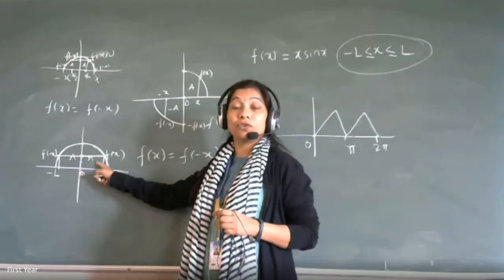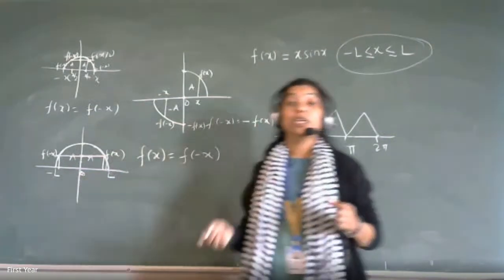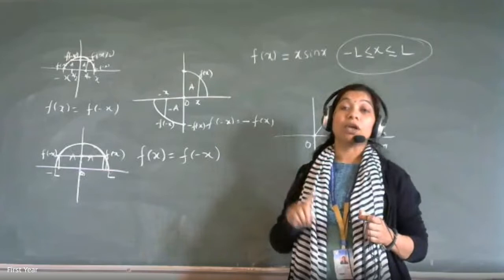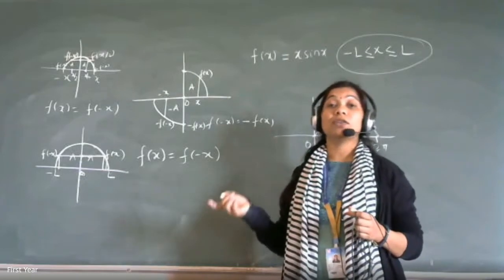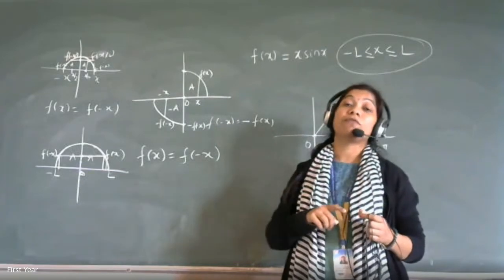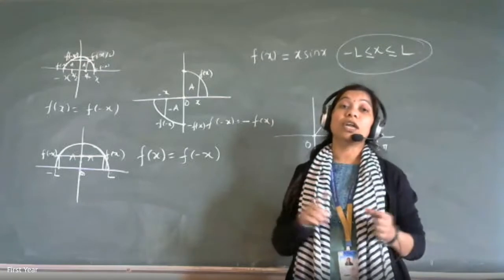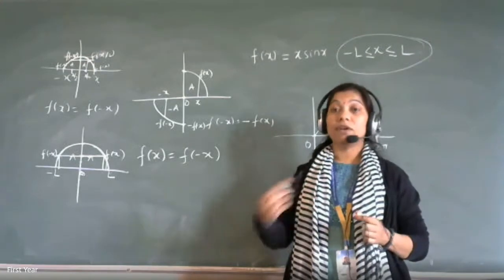But for that, first of all, you should know the meaning of symmetry. Where will the symmetry be? What is the origin? On the left hand side there is f of minus x, on the right hand side there is f of x. We have to check what the relation between them is. So that we are going to see ahead.